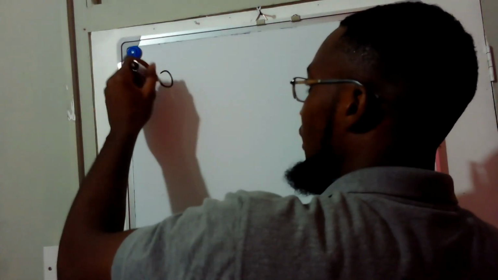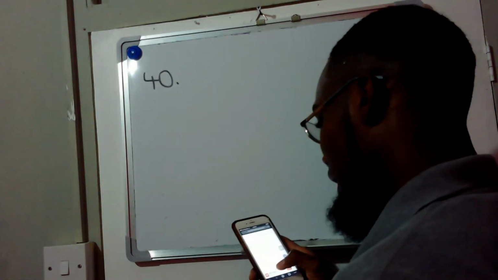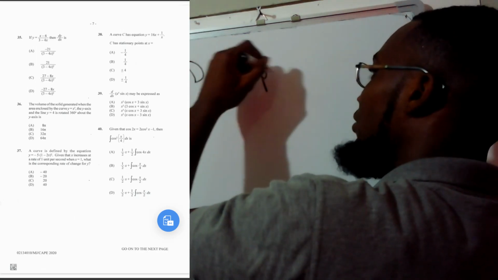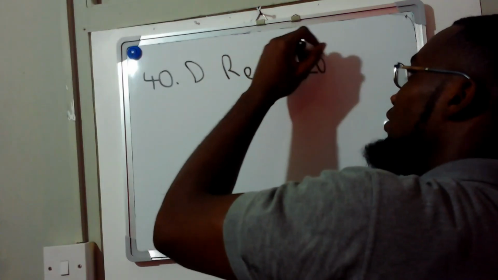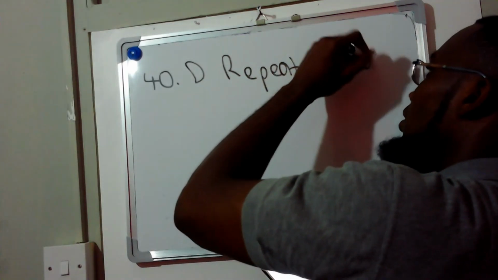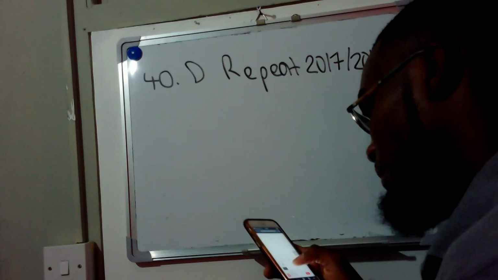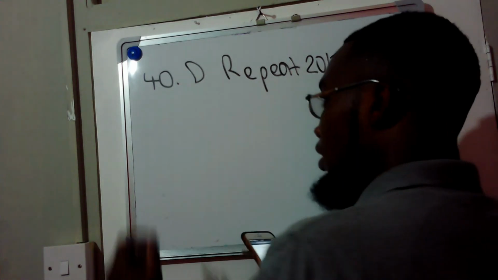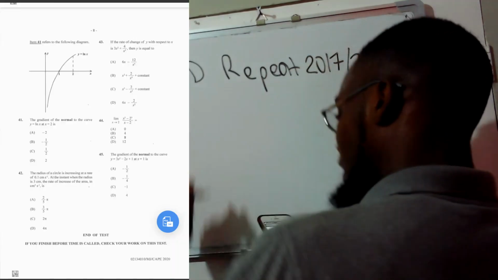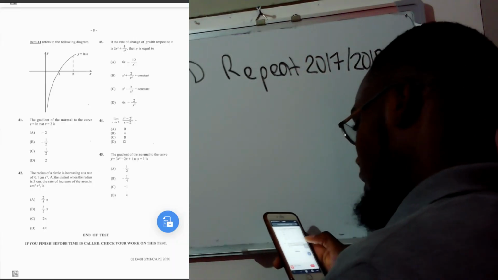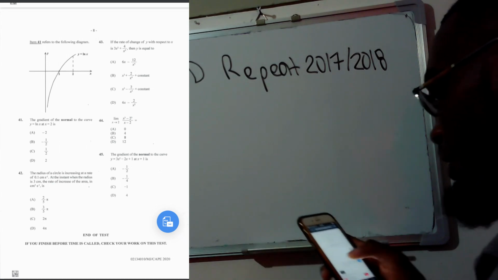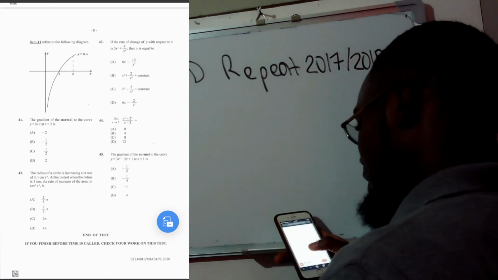Number 40 is a big repeat. This is option B. This one repeats from 2017 or 2018, one of those two years. Number 41 is another repeat. Can't remember the answer though, but let's just work it out.